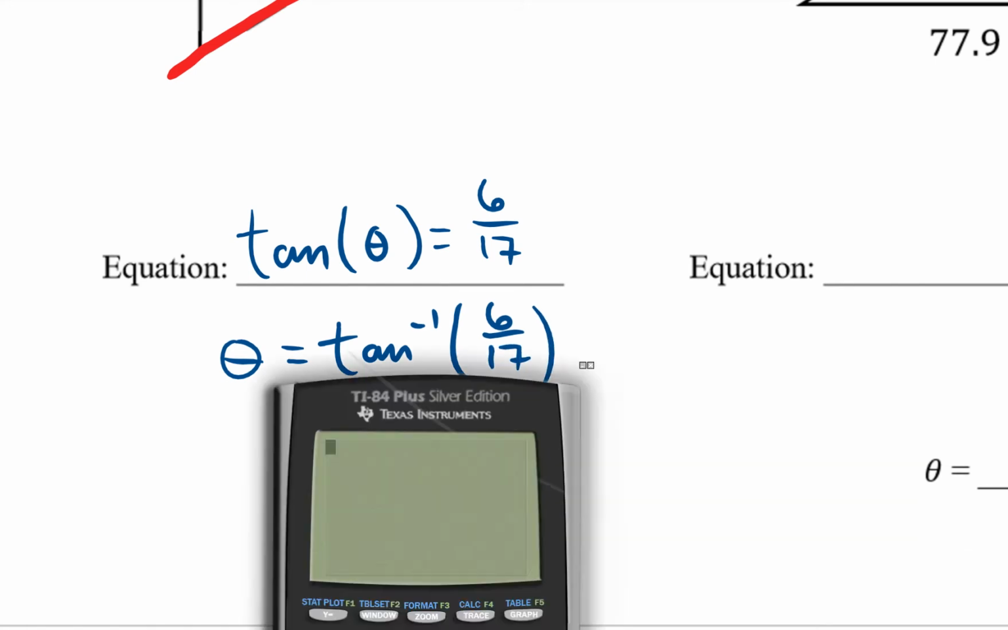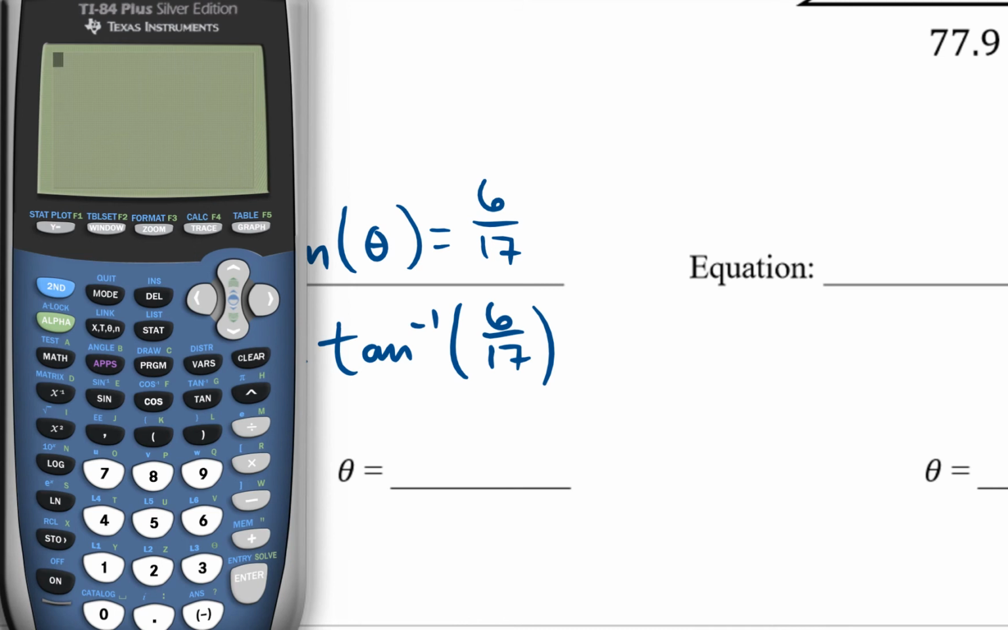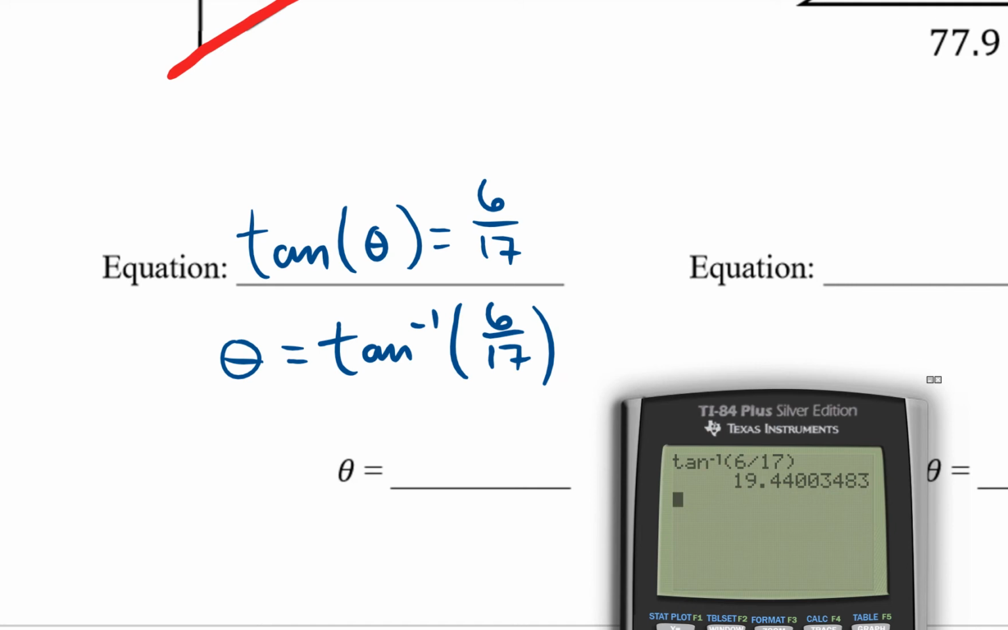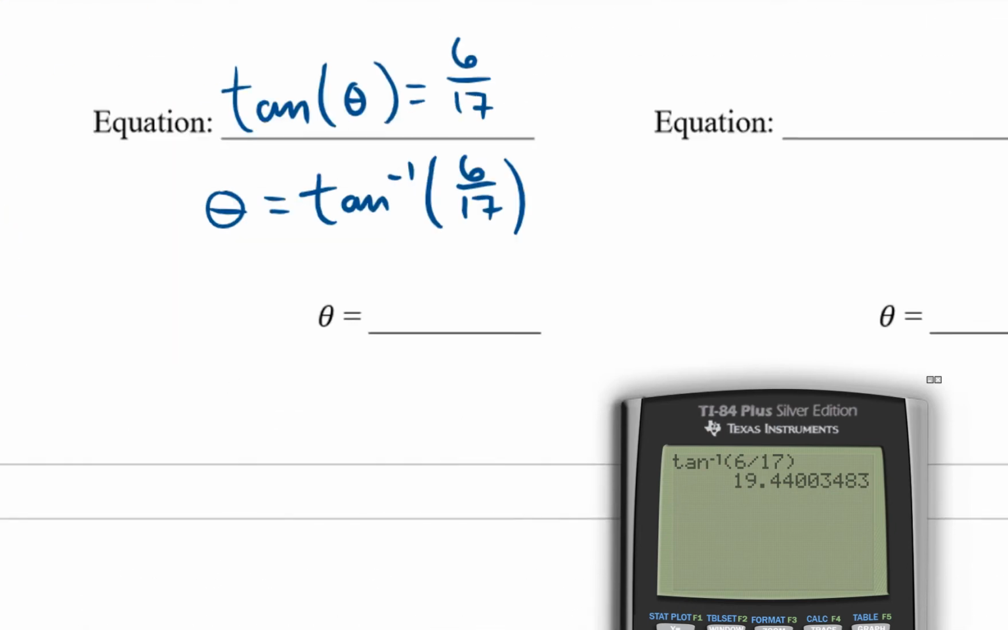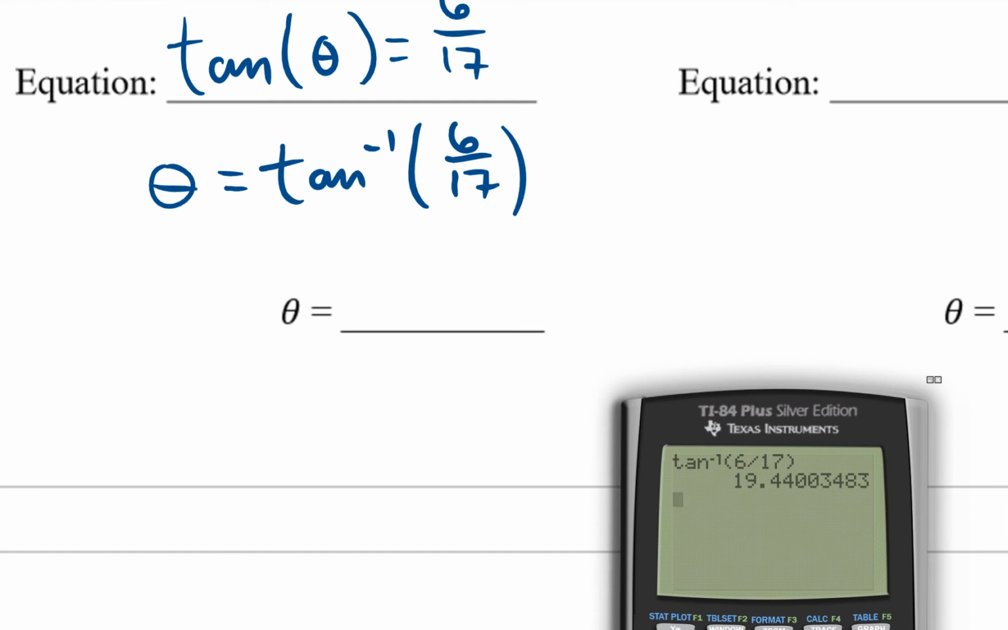So that's pretty straightforward to ask my calculator. You can see the inverse tangent function is on the same button as the tangent. You just need to press second to activate it. So here's the inverse tangent. I'll just enter 6/17, and it says that angle theta is 19.44. Now, this problem says round to the nearest tenth of a degree, so we're just going to go one decimal place. So I will write down the answer 19.4, and my units are degrees.